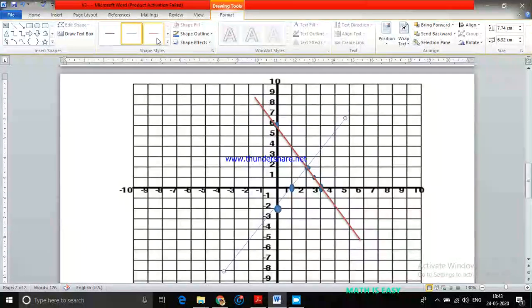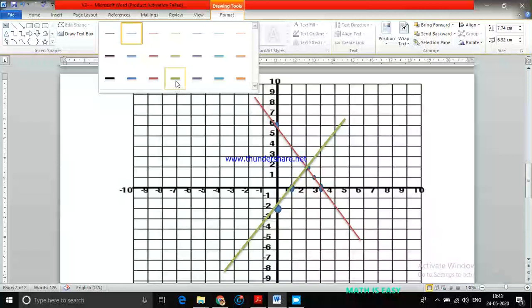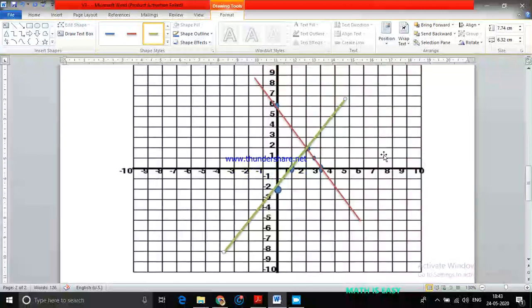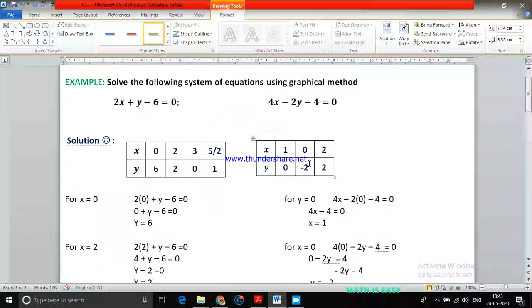Yes, if you want, let me change the color. Is it visible? Yeah, maybe green color. Okay, now we got both the lines. You can take x values positive, x values can be negative, y values can be positive, y values also can be negative. All possibilities are there. Now you see where both the lines are intersecting. Can you see where both the lines are intersecting? At 2 comma 2. So therefore the common solution for the given equations is 2 comma 2.